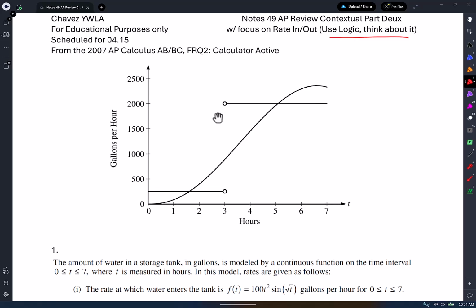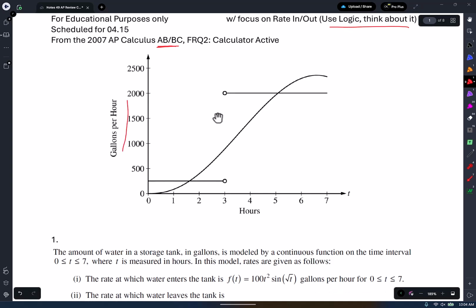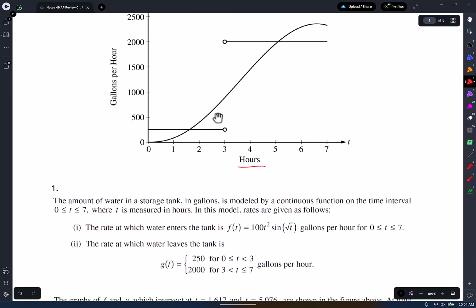Notice that this one says AB/BC. That's because AB and BC shared the same question. Remember that the BC exam is 60% AB, so some of the questions are shared. So this would have been one that was shared. So let's see what the axis says. It says gallons per hour, so we're dealing with some type of liquid here, and then hours. All right, let's see what number one says.